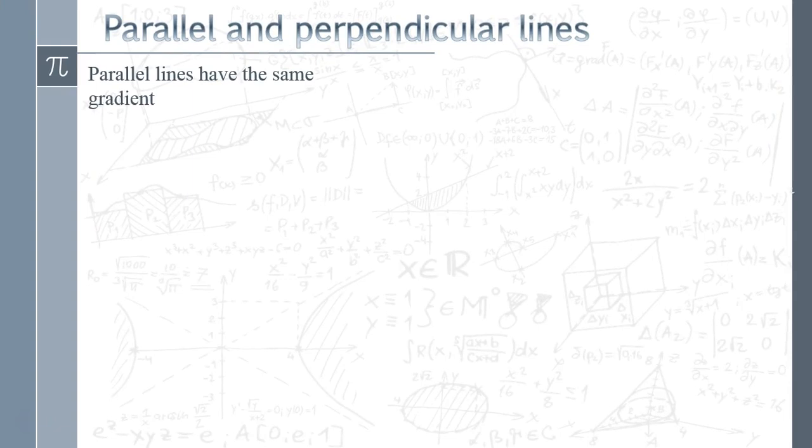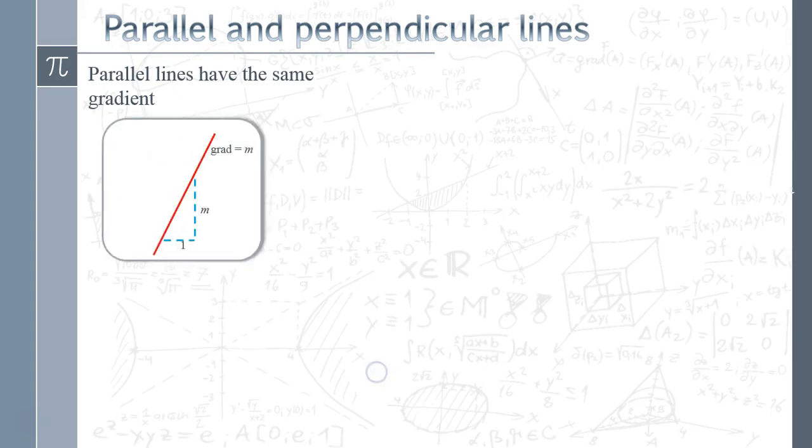Right, on we go. Let's just talk now a little bit about gradients of lines. And we've got a statement already on the screen saying that parallel lines have the same gradients. Hopefully that's something we know. So if I've got a line there that's got gradient m, a parallel line also has the same gradient m.